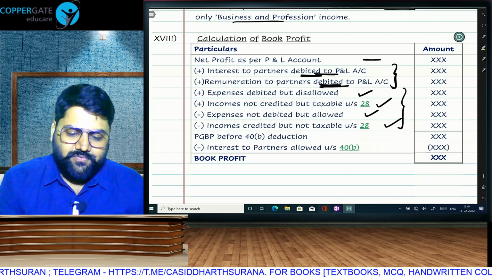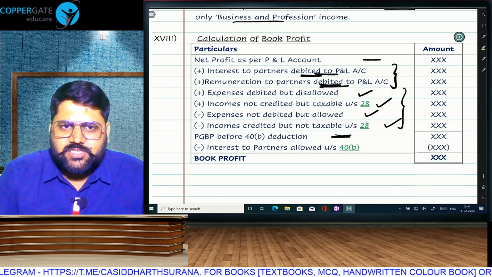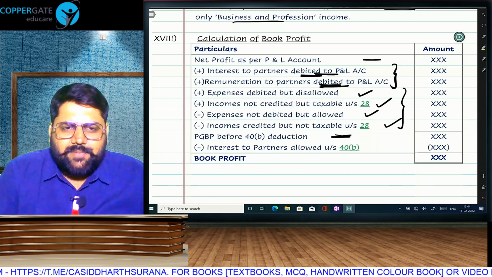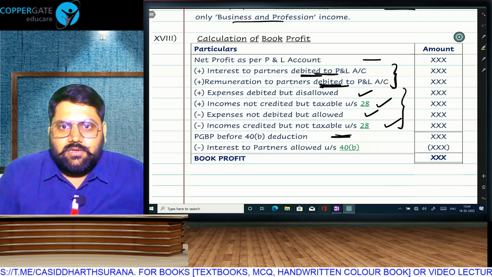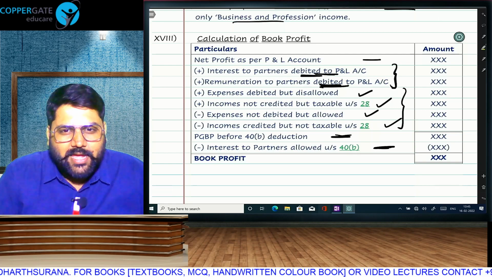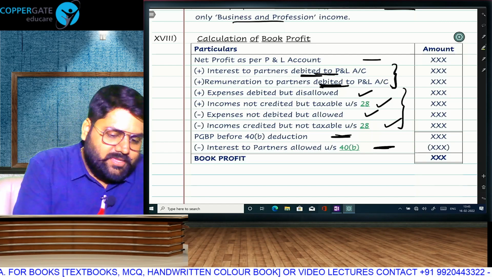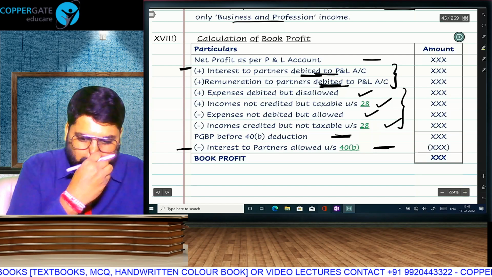And now we get PGBP before 40B deduction. So we have solved all adjustments of PGBP. We have disallowed the amount debited. We just have to give deduction. For this interest deduction, you don't need any book profit. You have already calculated it. Actual deed or 12%, whichever is lower. So add the interest as per books, less the interest as per tax.